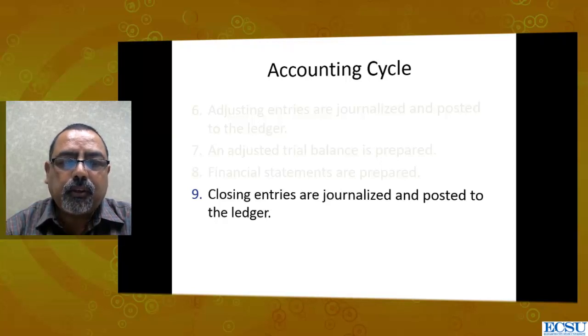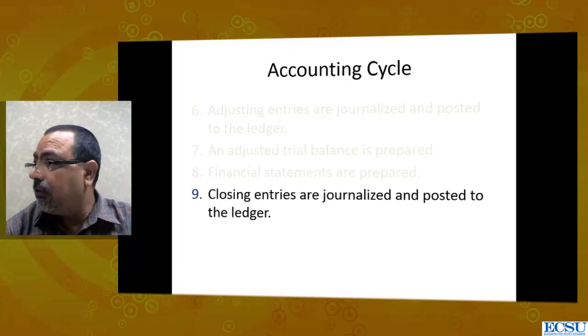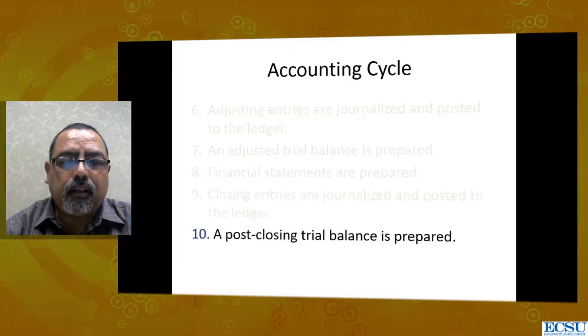For general postings, we don't write anything, it's understood as general. But when you do the adjusting entries and the closing entries, we'll be writing them as such so that we know these are adjusting entries or closing entries. And then finally, we'll be preparing a post-closing trial balance. That's the last step in the accounting cycle.